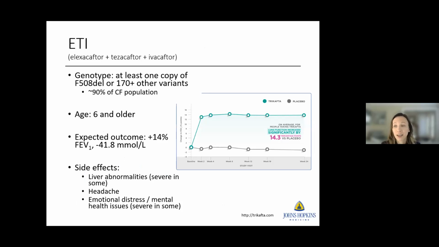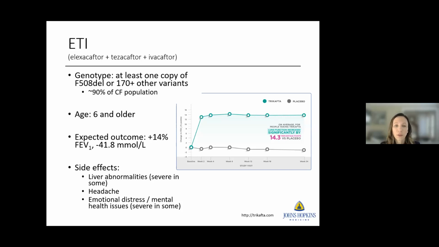There are also 170 other variants that are eligible for treatment, and that covers about 90% or so of the CF population. This is approved for individuals 6 years and older. And the expected outcome is slightly better from a lung function perspective than ivacaftor alone. So you get over a 14 percentage point increase in FEV1 that is sustained over several weeks and years, and you get a 40 point or so drop in sweat chloride.